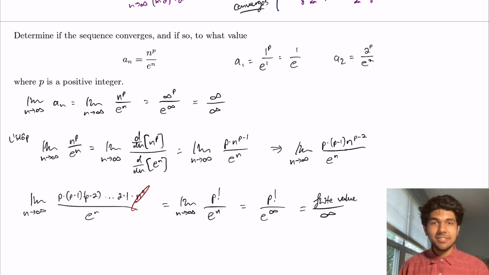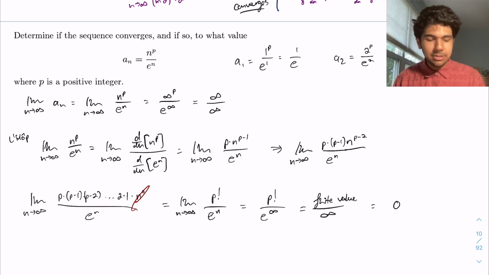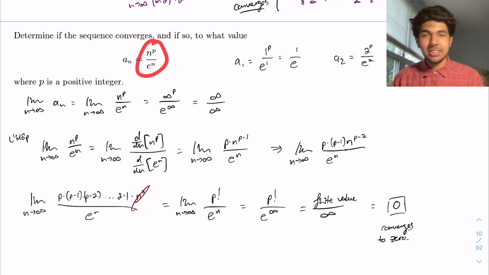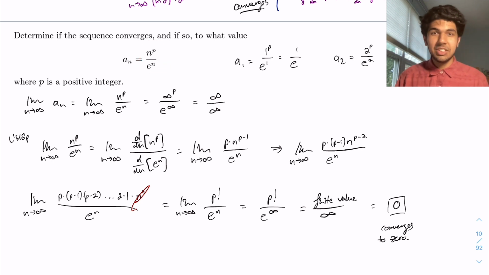It's just a positive integer p, and it's smaller than infinity, so it's a finite value divided by infinity, which we know is going to be equal to 0. So the sequence converges to 0. So this is a very helpful thing to remember. If you see a sequence of this form, you can basically immediately know that it will converge to 0.